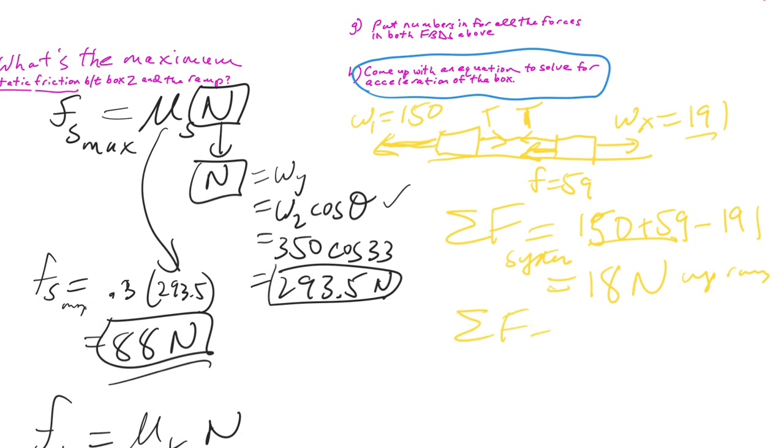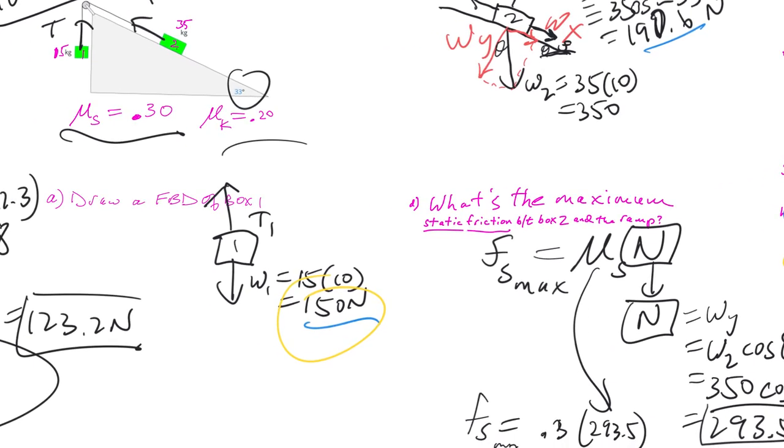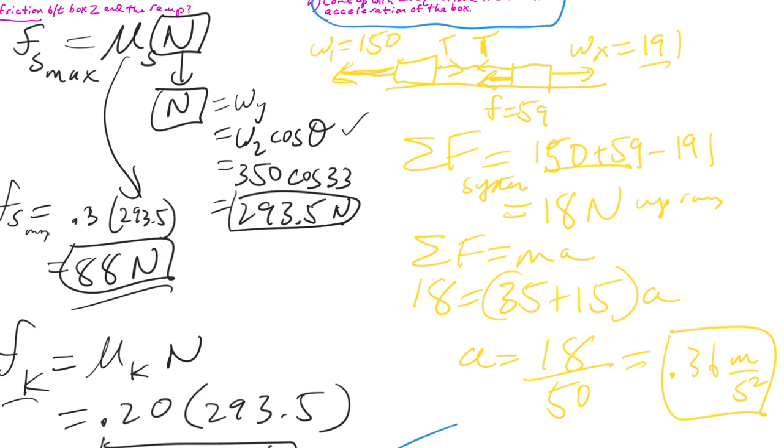So F net equals MA. So 18 equals the total mass, which is 35 plus 15, times the acceleration. So acceleration is pretty small. 18 divided by 50 is going to give me 0.36 meters per second squared. So that's pretty small acceleration up the ramp.